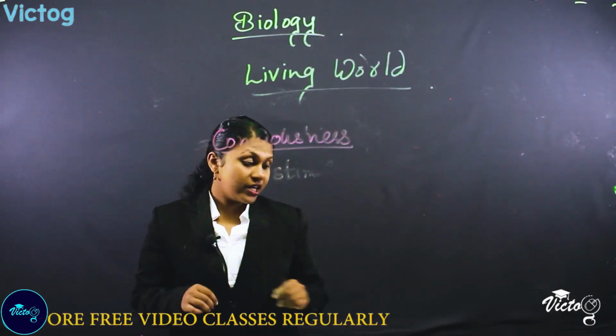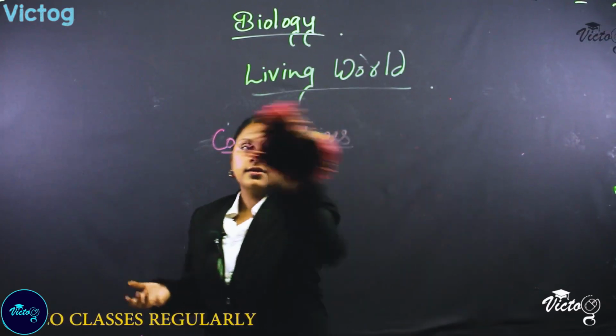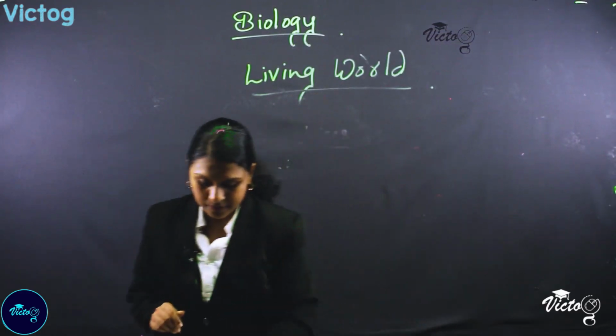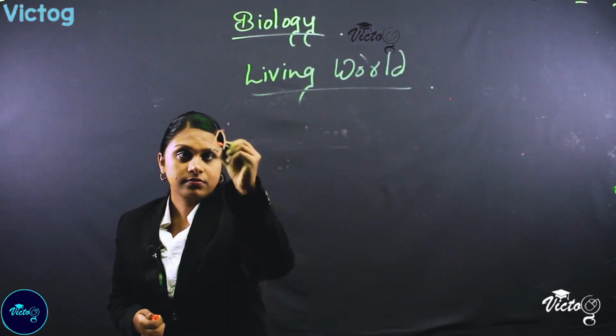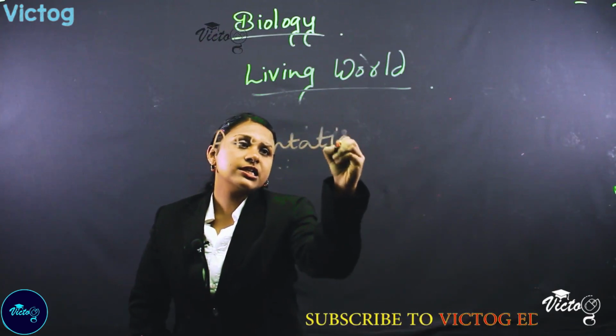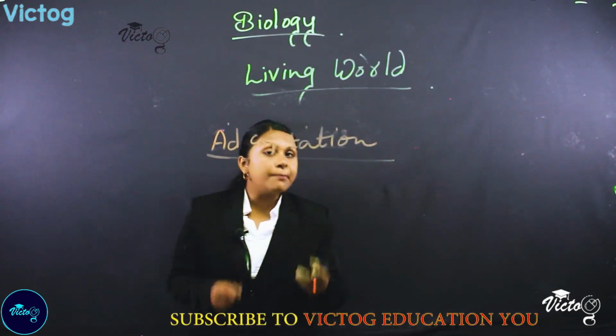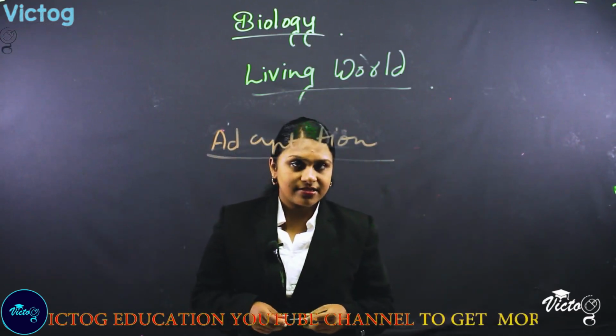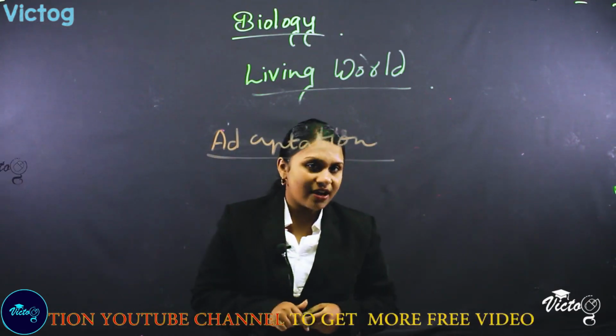Now we are going to the next characteristic. Excretion you all know, so I did not write it. Next character, adaptation. What is adaptation? Adaptation is the ability of an organism to alter according to the surroundings.